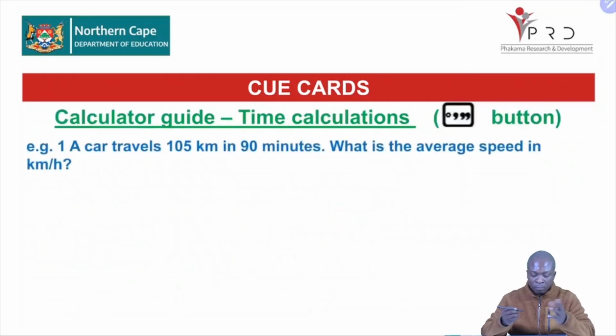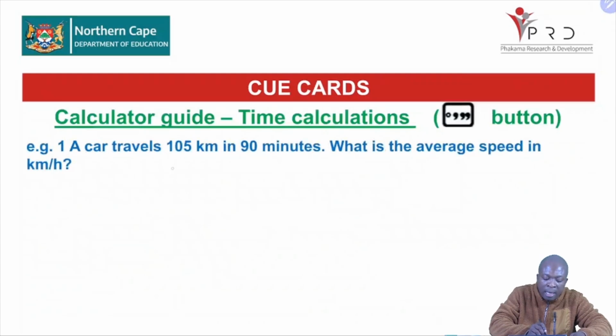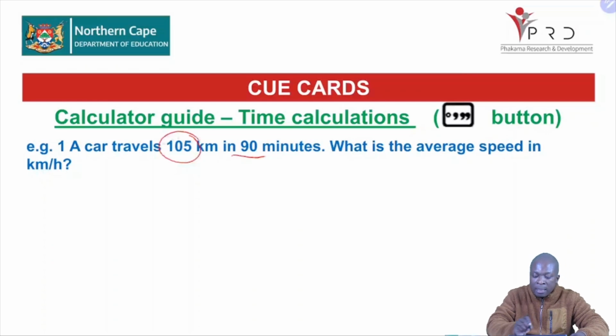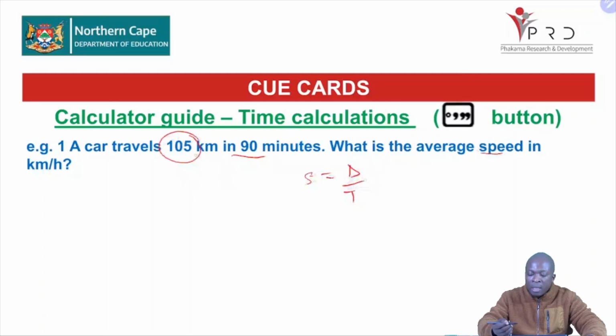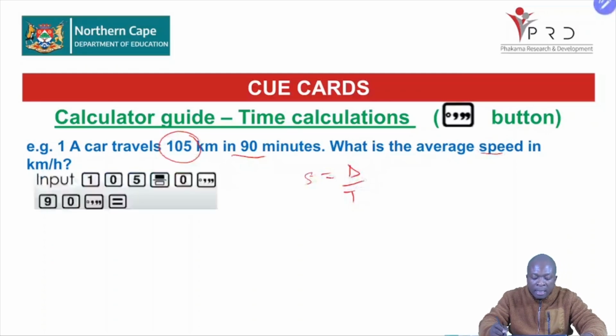All right. Let's say they're telling you a car travels at 105 kilometers per hour in terms of 90 minutes. Then what is the average speed? So they are talking of speed, which is what? Speed equals distance divided by time. What is your distance here? 105 kilometers. The time is 90 minutes. Then simple. Take your calculator.